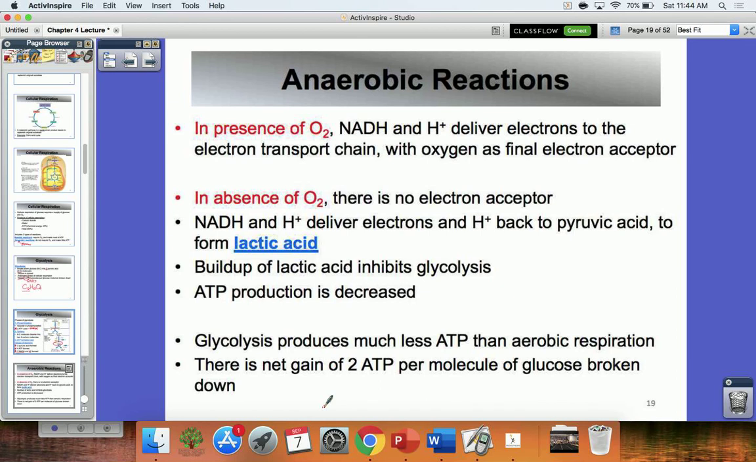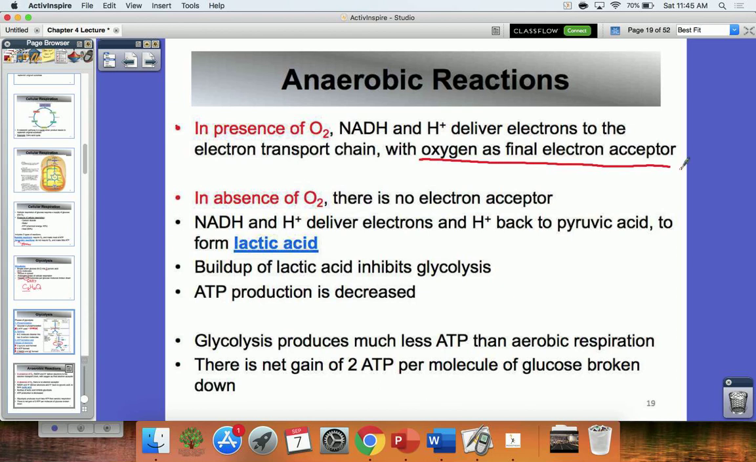So again, glycolysis is anaerobic, which means we do not need oxygen for it to occur. If there is oxygen, those NADH molecules and those hydrogen ions are then going to be transported to the electron transport chain, and there will be a series of reactions that will happen at that spot, which we'll talk about when we get to that point. However, if there's an absence of oxygen, that means we won't have our final electron acceptor, because oxygen is going to be the final electron acceptor. Maybe a good note to have.